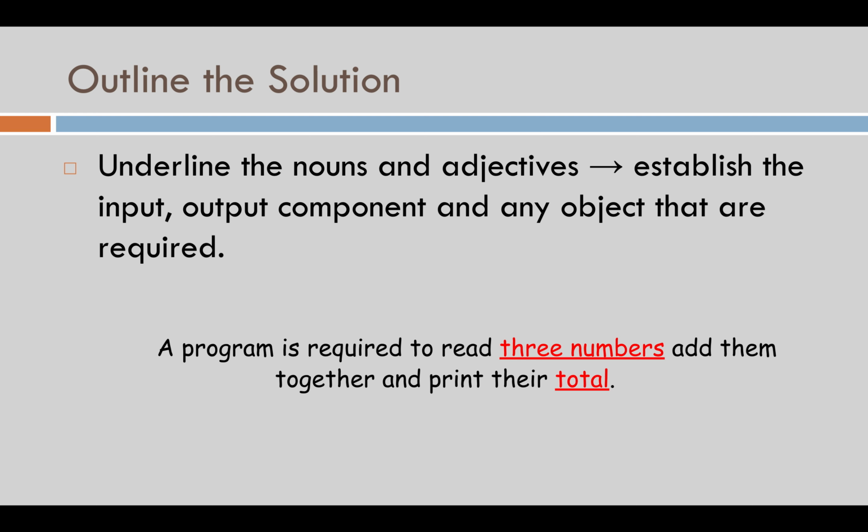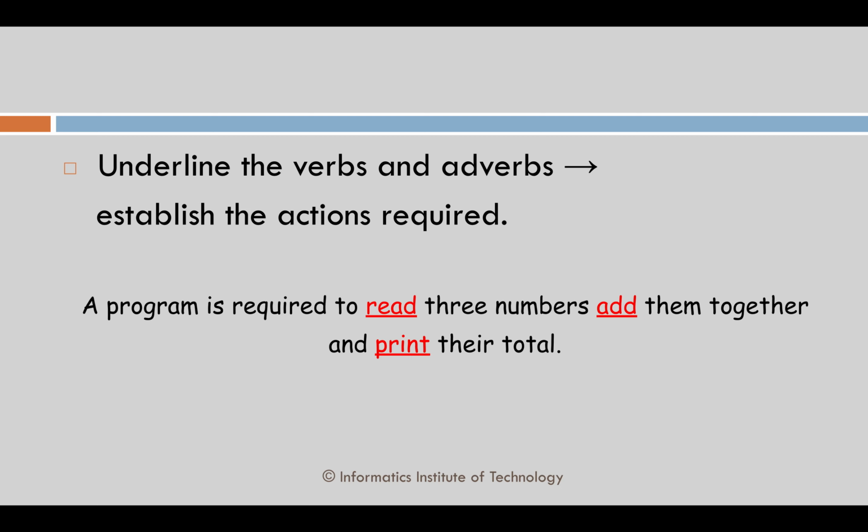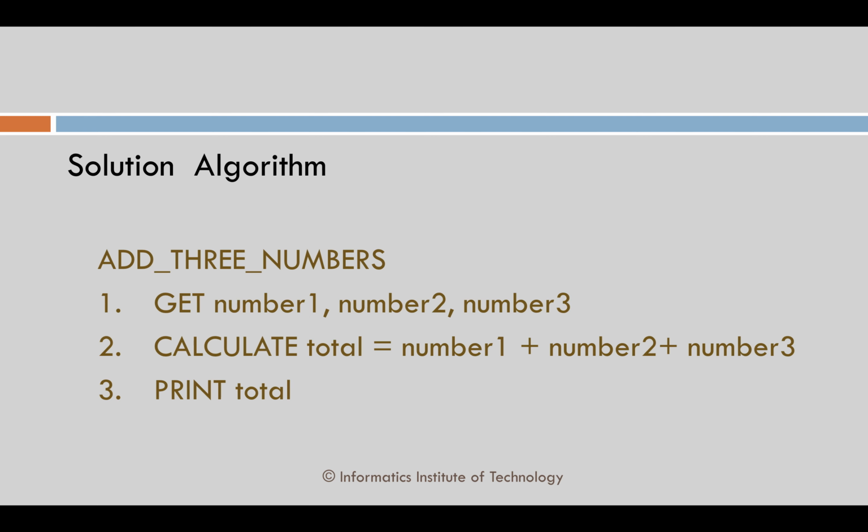So first we underline the nouns and adjectives: 3 numbers, total. Next we underline the verbs and adverbs: read, add, print. So that gives the solution for the algorithm. This is what you should write. Add 3 numbers: get number 1, number 2 and number 3. So that is the input.